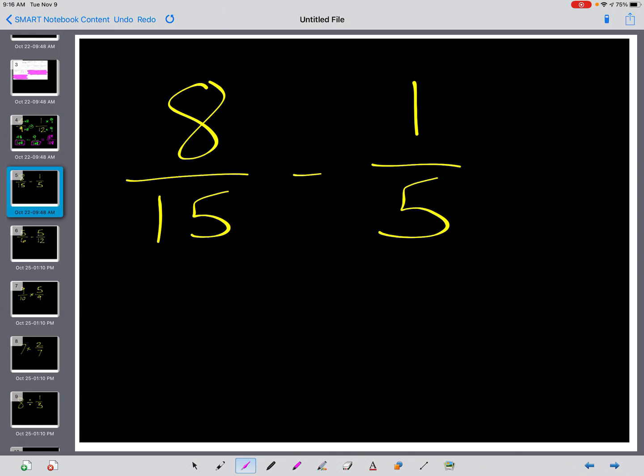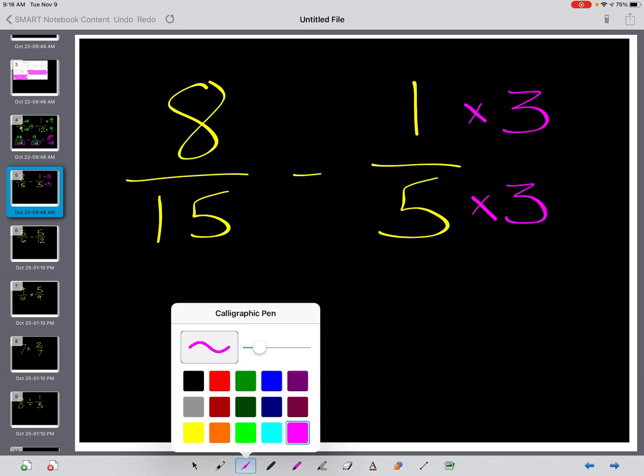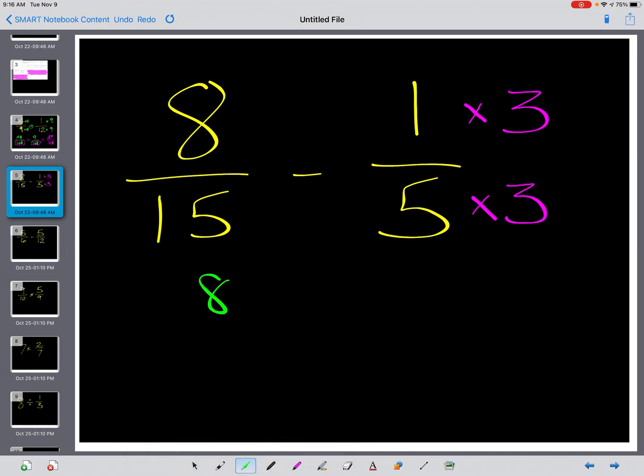The next problem is 8/15 minus 1/5. Now, you might notice that 15ths is a multiple of 5. So you can actually take a shortcut here. You don't have to multiply the first fraction by 5. If you can easily tell one's a multiple, if you just multiply the second fraction by 3, you'll be able to get the like denominator to work with.